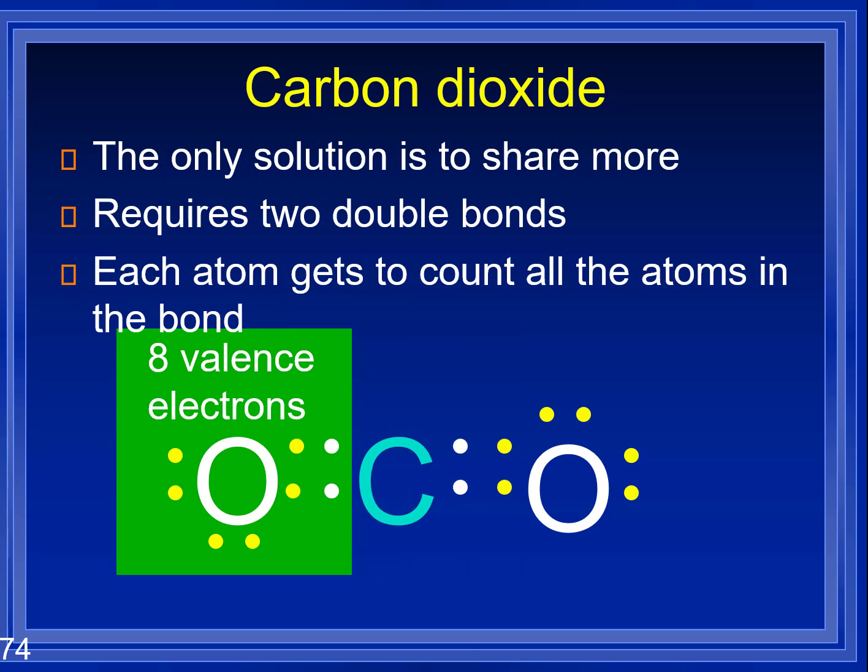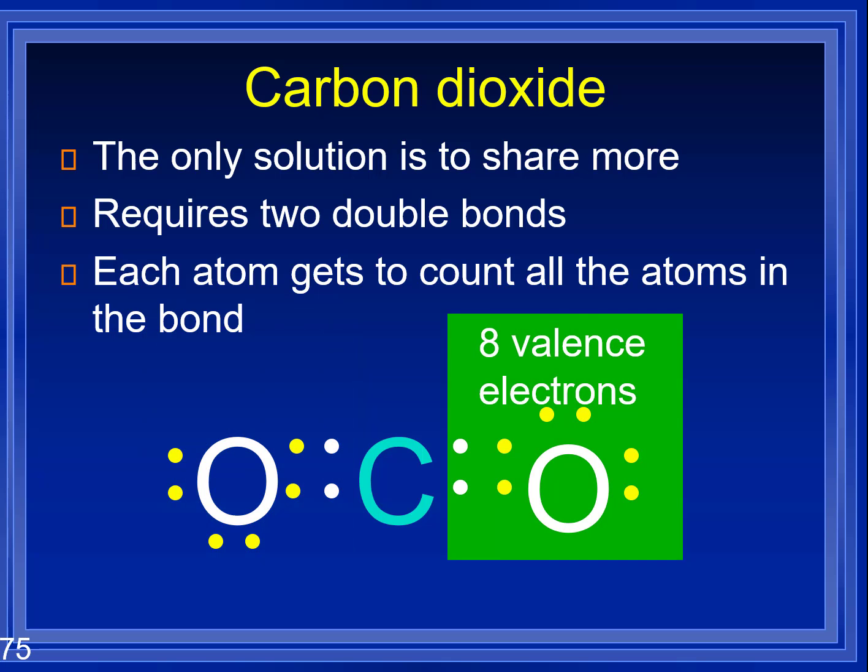The left-hand oxygen has 8 valence electrons. The right-hand one has 8 valence electrons. Is that right? Okay, let's try a few.